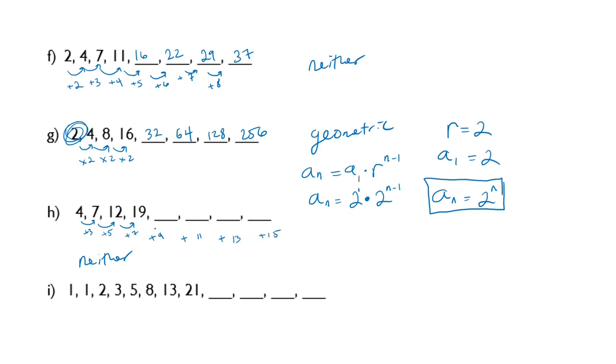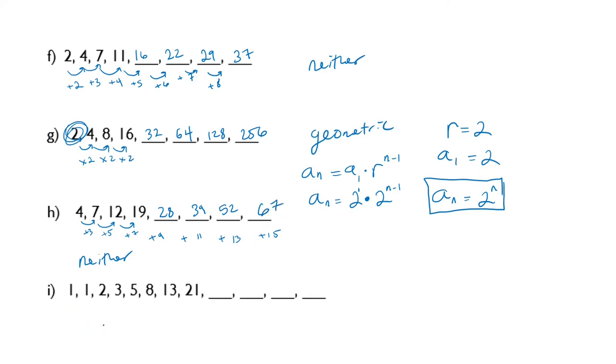So let's look at our sequence. 19 plus 9 is 28. 28 plus 11 is 39. 39 plus 13 is 52. And 15 added with 52 gives us 67.